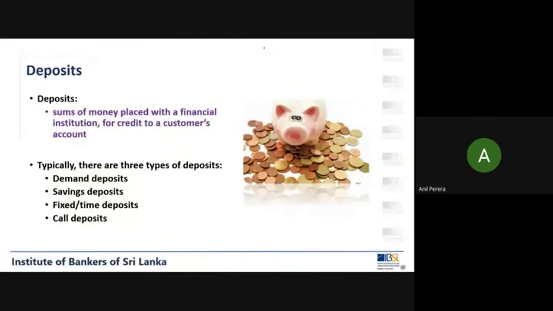Let's start with the deposits. Deposits, I think you are very familiar. We all have deposits. It's a sum of money placed with a financial institution for the credit of the customer account. So we deposit or place money with a financial institution. Now I hope you remember various financial institutions we discussed who take deposits. Banks, non-banks, credit unions, thrift societies. Remember, there could be various building societies.